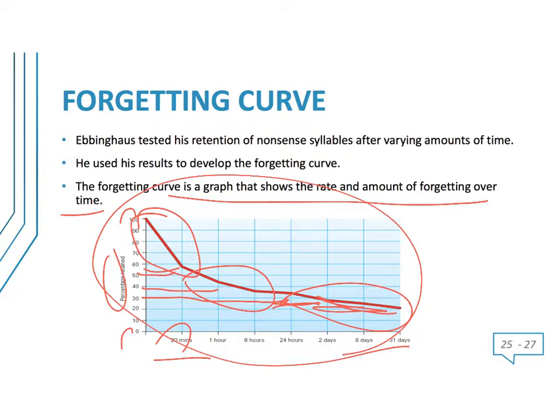From Ebbinghaus's research, we can draw a conclusion that even if we were to see a crime happening in broad daylight and we weren't super stressed and so our encoding was perfect, even if that was the case, we would actually lose the majority of our information and we would only retain really about 21% after 31 days.